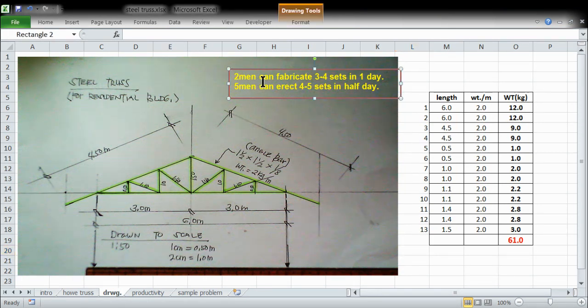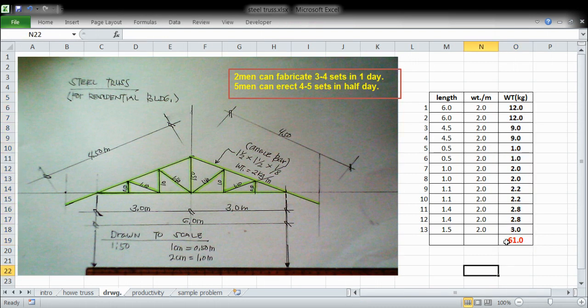So yun, 2 men can fabricate 3 to 4 sets of these in one day. And 5 men can erect 4 to 5 sets in only half day time. So, 2 men, 3 to 4 sets in one day. 5 men, 4 to 5 sets in half day. So, we have already computed the weight. The weight per linear meter of 1 and 1/2 by 1 and 1/2 by 1/8 is 2 kilogram per meter. So, length times weight per meter equals, okay, 4.5 times 2 is 9. Then we just add up and we get the total weight of one set of truss.